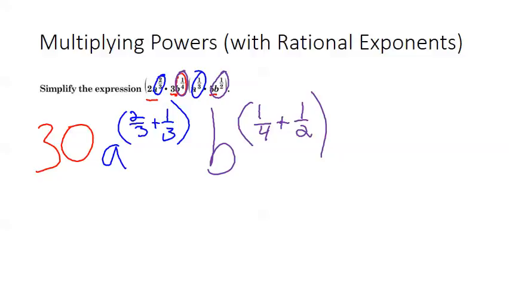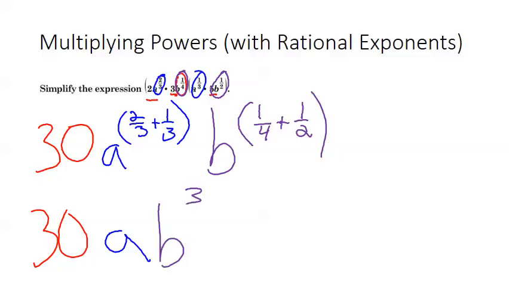Okay, so this is actually a little bit more advanced than a problem you would see, but let's keep going. Okay, so let's bring down that 30. That's not going to change. Now a 2/3 plus 1/3, hopefully you know, is 1. So whatever we're going to have, it's just going to be an a. Okay, because a to the power of 1 is a. Now b 1/4 plus 1/2 is 3/4, so you're going to have b to the power of 3/4. Okay, and really you could stop there.